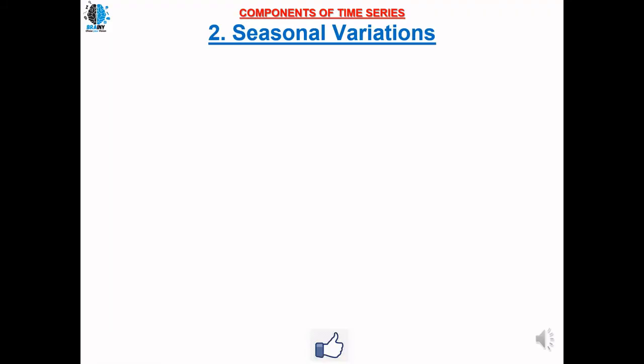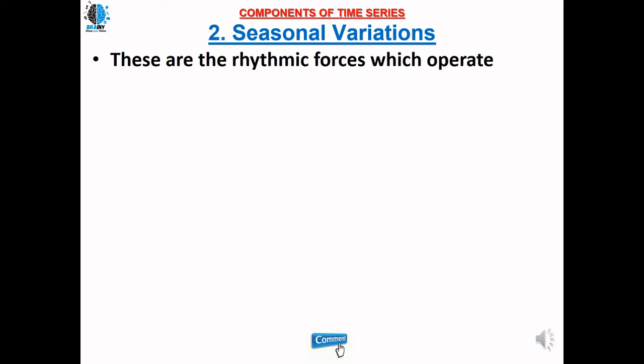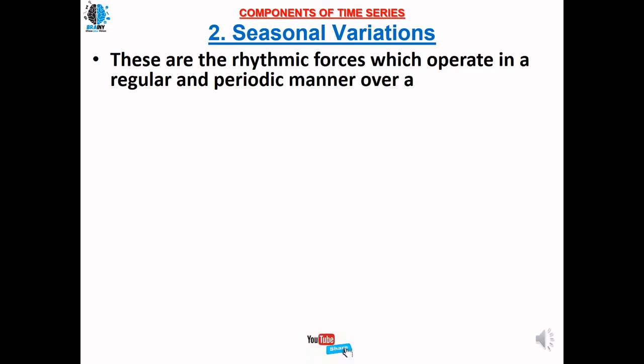Seasonal variation is one of the components of time series. So what is seasonal variation? They are rhythmic forces which operate in a regular and periodic manner over a span of less than a year. It means in a year we can have 2 to 3 seasonal variations, or 2 to 4 or 5 seasonal variations.